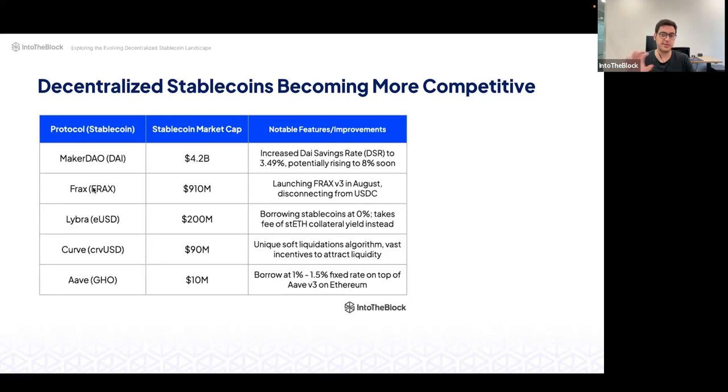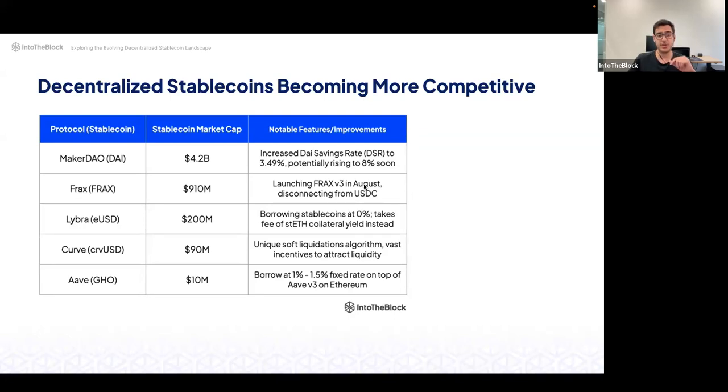Then we have Frax, which, after the Silicon Valley Bank event, is revamping the whole component of how it works. And it's launching in August, supposedly, towards the end of the month. A new system in Frax v3 where USDC is no longer the core component. More info should be coming on this soon, but that much we know.